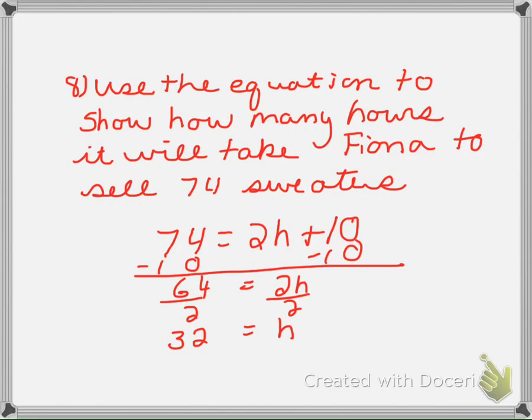Last question. Use the equation to show how many hours it will take Fiona to sell 74 sweaters. The 74 represents sweaters. Therefore, it goes in the S spot in the equation. Once you do that, you're trying to get the H by itself. Subtract 10 here, subtract 10 here. 2H is equal to 64. You're trying to get rid of this times 2 here. So you divide by 2, divide by 2. H is 32.